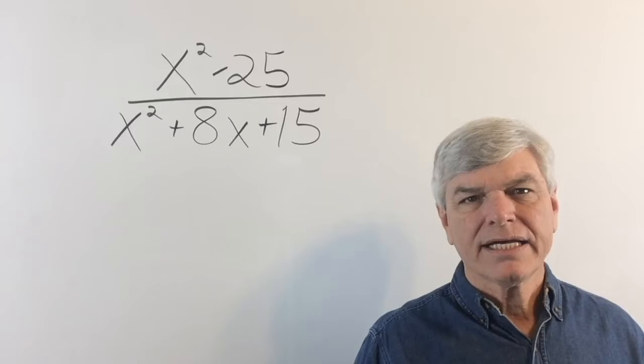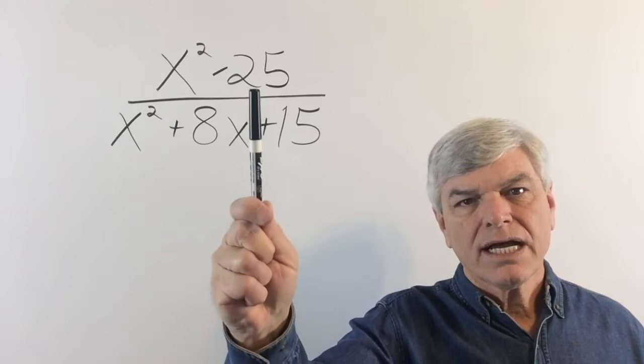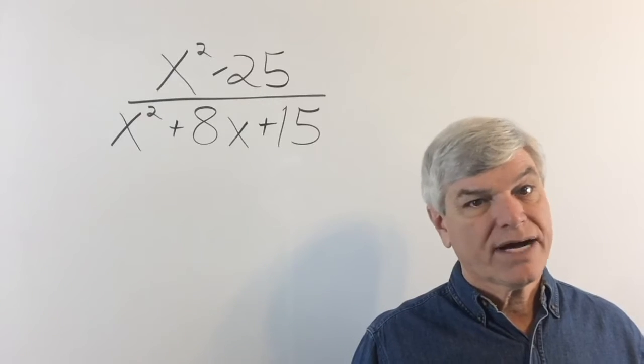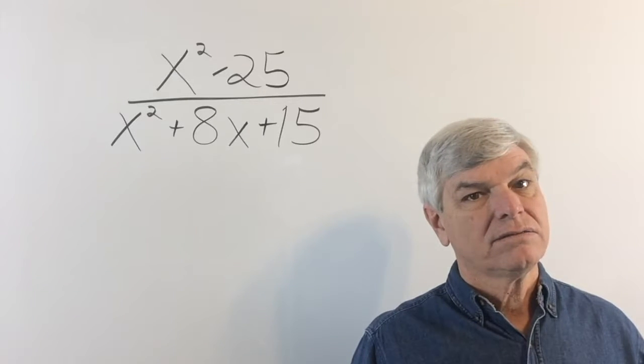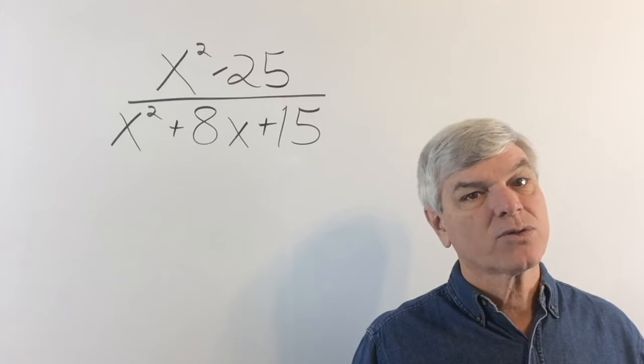Well, what do you think? That looks like the difference of squares. We got a square here, and we got a square there. 25 is a square, right? You better know that. You better know your squares. By the way, let me run through your squares real quick.